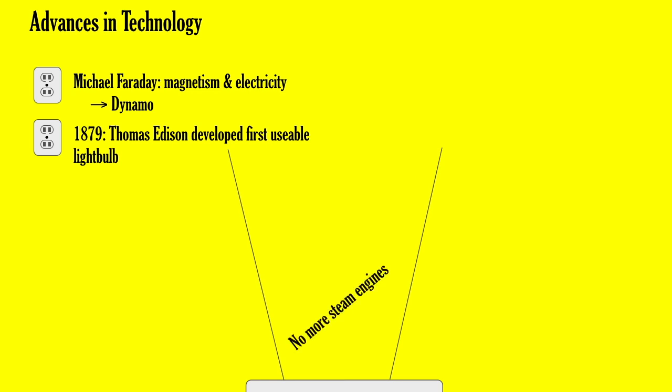Because of Edison's work, factories no longer had to rely on steam engines to power machines. Factories no longer had to depend on waterways to power their steam engines. And finally, factories' working hours were no longer limited by sunlight. They had electricity and light bulbs, and factories could stay busy late into the night.